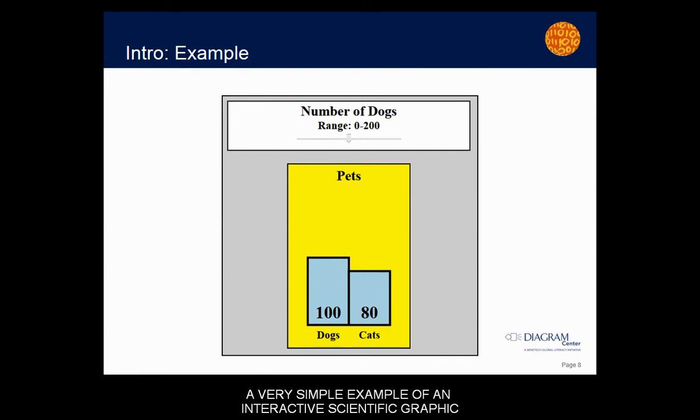A very simple example of an interactive scientific graphic. There's a picture on the screen. It is a slider control that allows somebody to change the number of dogs from 0 to 200. Below the slider is a graphic titled Pets, and it has two bars. One bar is dogs, one bar is cats. If you change the number of dogs slider, then you see the bar inside of the graphic change.